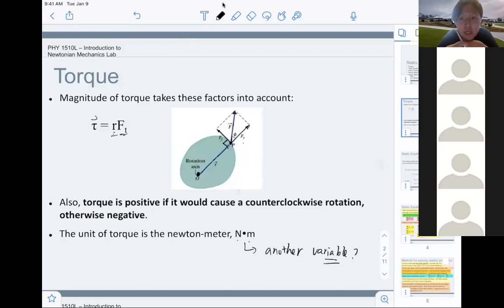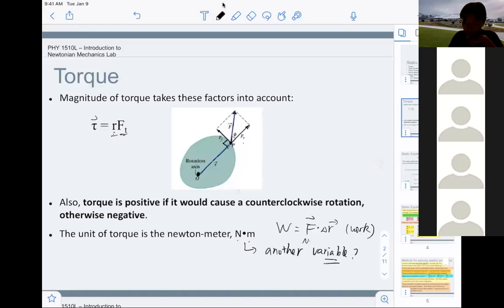We say we apply a force for a certain amount of distance. What do we call that variable? Is it joules? Yeah, it is equivalent to joules when we're talking about the work the object did, right? Force times displacement is work. So that is Newton times meter.